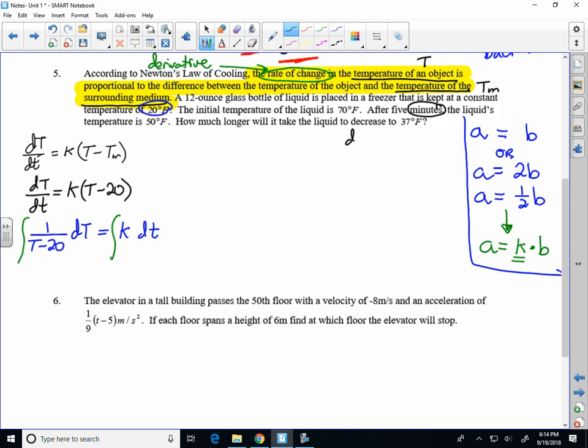The derivative with respect to x of the natural log of u. Does anybody know that one? 1 over u times the derivative of the u, right? All right, so this is the rule for now.